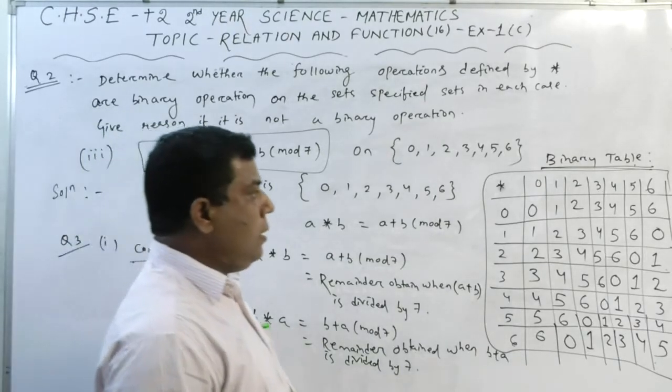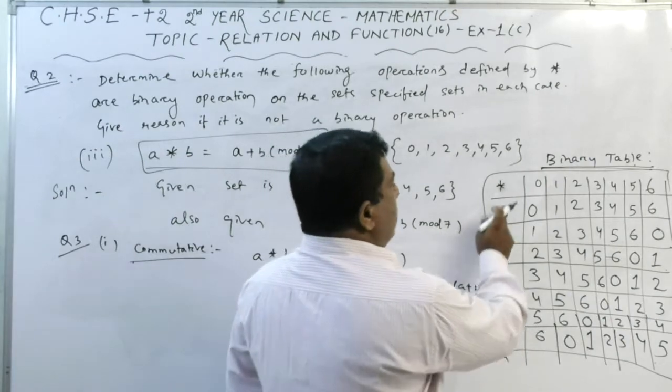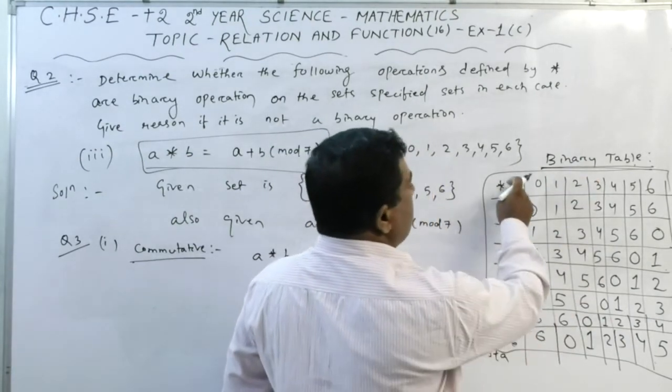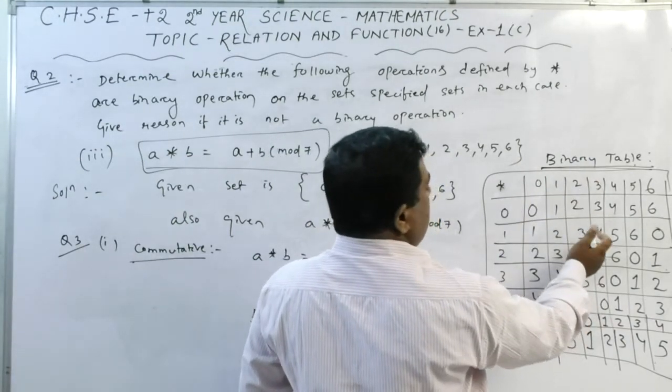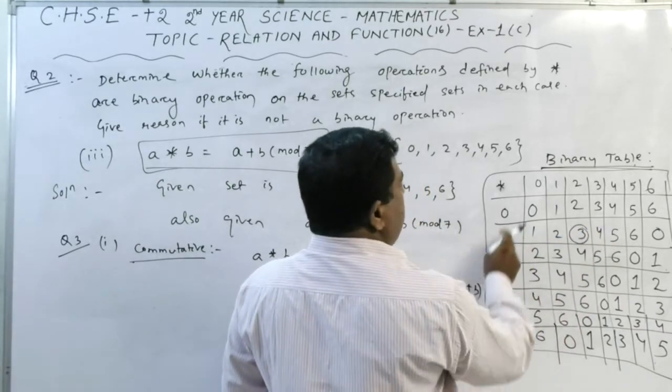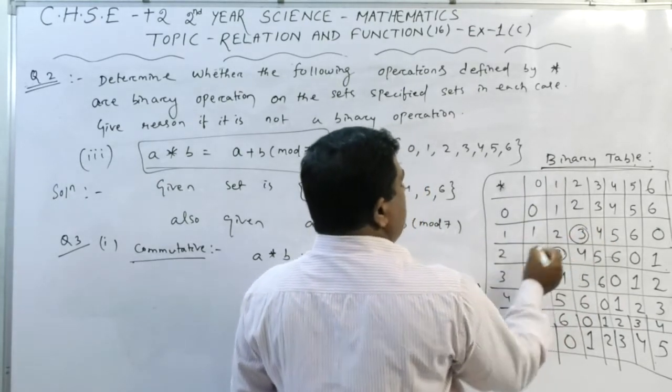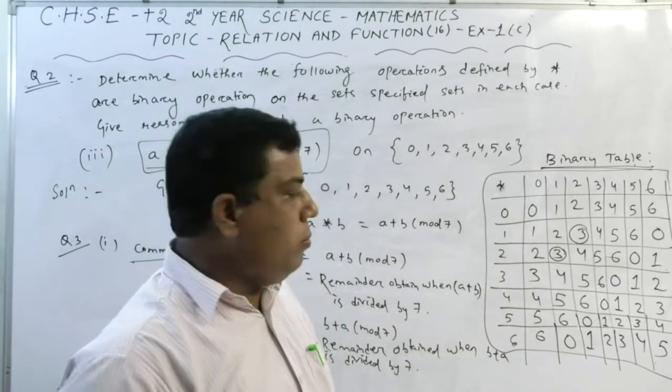That can be verified here also. If we take 1 star 2, what is the result? The result is 3. And if you take 2 star 1, you see the same result, 3 is there. Yes or no, my dear students?